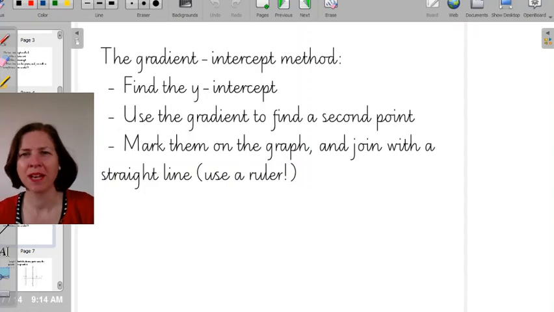And welcome back to maths class. Today we're finishing the lesson on sketching straight lines. So in the previous video we learnt to sketch straight lines by finding the x-intercept and the y-intercept.